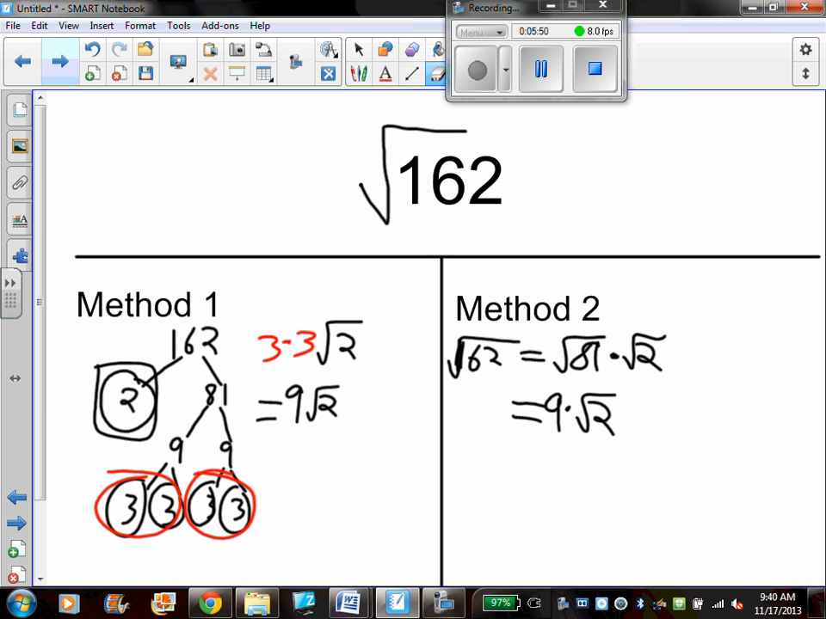Method 1 is really good if you don't know your perfect squares well. Works every time if you do it correctly. Method 2 is good if you do know your perfect squares really well and you're willing to try them out.